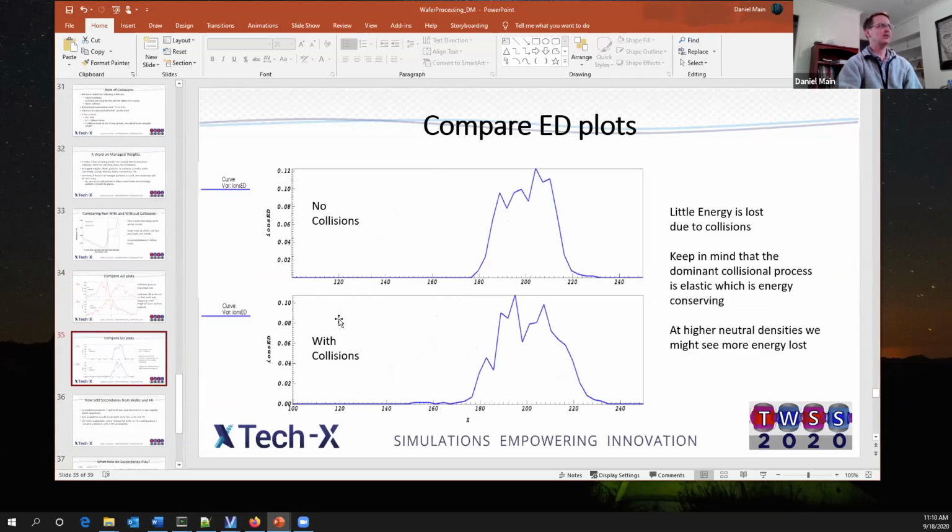The ion energy distribution looks pretty similar. So little energy is lost due to the collisions, but I would just say keep in mind that the dominant collisional process just generally tends to be these elastic collisions. And so although that altered the momentum, you can also lose energy. The ions can lose energy to the neutral background. The total energy is conserved, of course, but the neutrals can pick up energy at a cost for the ions. So at higher neutral energies, I might expect to see more energy lost.